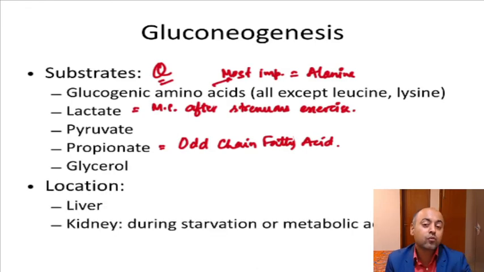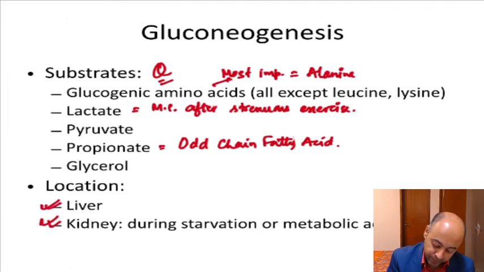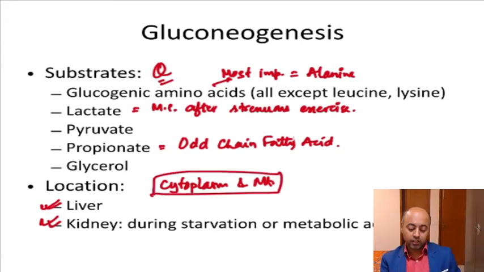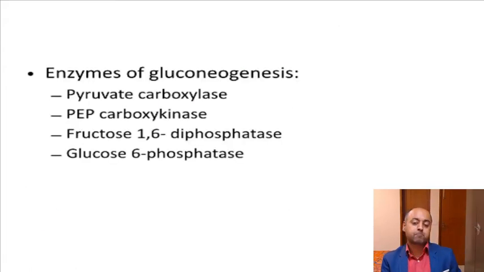Second, you should know which organs show gluconeogenesis. Here your answer is liver and kidney. Compartments which are involved are both cytoplasm and mitochondria. Both cytoplasm and mitochondria will be involved in gluconeogenesis.